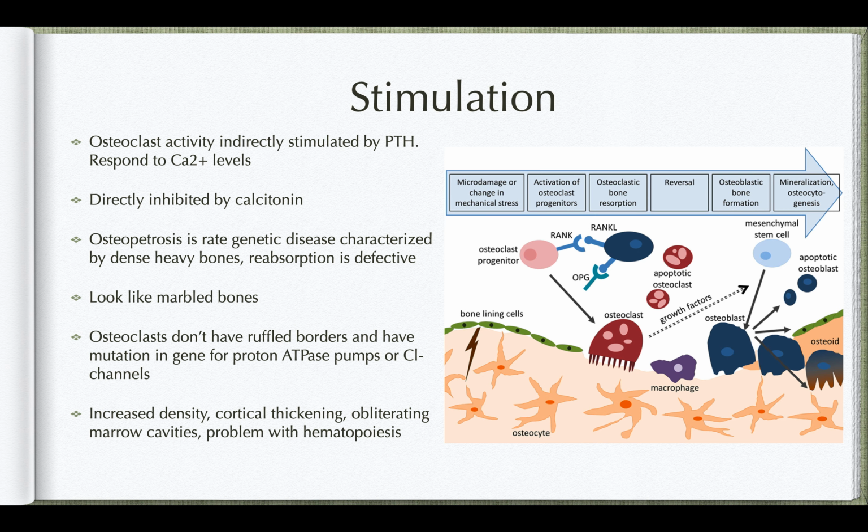Osteoclast activity is indirectly stimulated by the parathyroid hormone and it responds to calcium levels. It's directly inhibited by calcitonin.